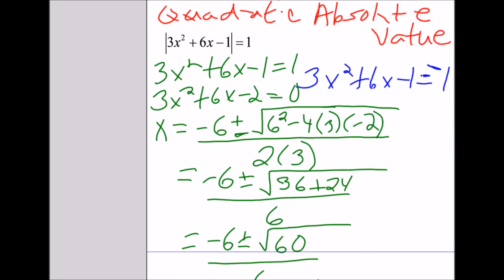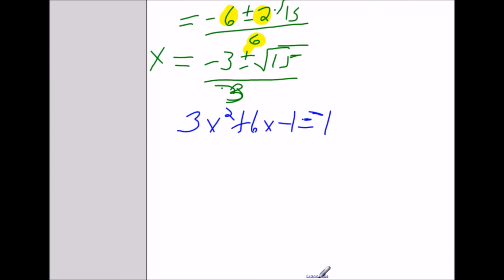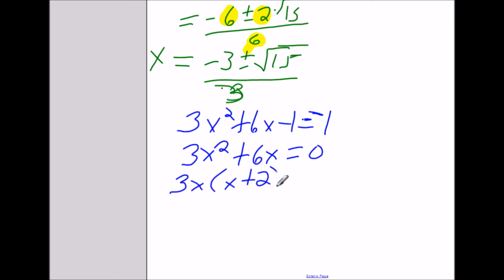I am going to take this blue one and copy it to another page. Let's see if this one is factorable. I'm going to add 1 to both sides, which gives me 3x squared plus 6x equals 0. All right, this one looks like it is factorable. So I can GCF a 3x. Set both factors equal to 0, and solve those equations.